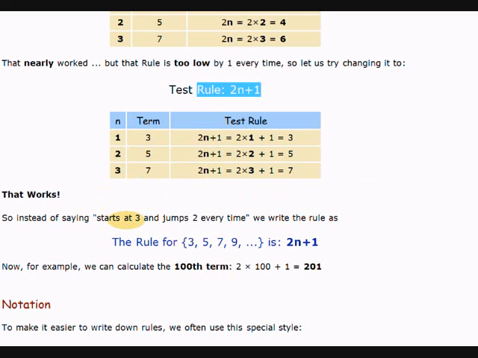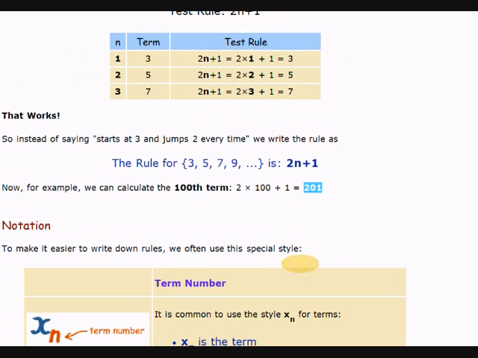So instead of saying it starts at 3 and jumps by 2 every time, we write the rule for 3, 5, 7, 9, etc. as 2n plus 1. Make a note. This is how we arrive at a formula. For example, we can calculate the 100th term very easily. What would be the 100th term? 2 into 100 plus 1, 201. Without even going through all the numbers, we can exactly say what the 100th term is.